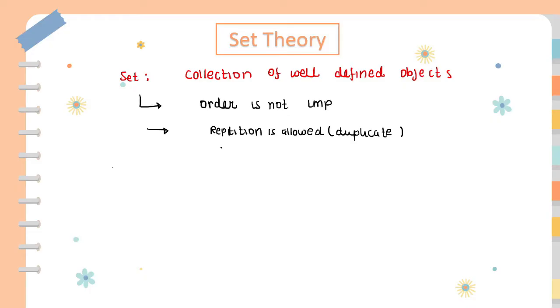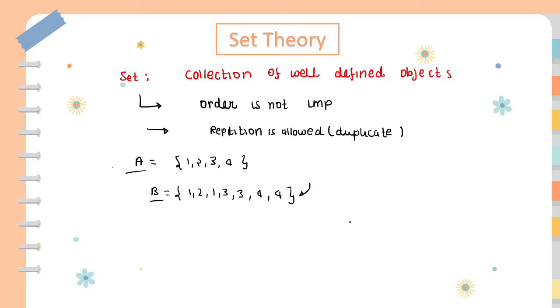Let me explain this by using one example. So let us assume any set A, that is 1 2 3 4, and any set B, that is 1 2 1 3 3 4 4. Okay, so this kind of set is allowed here. So B is also a set, A is also a set. Order is not important and duplication of elements is allowed in the set.